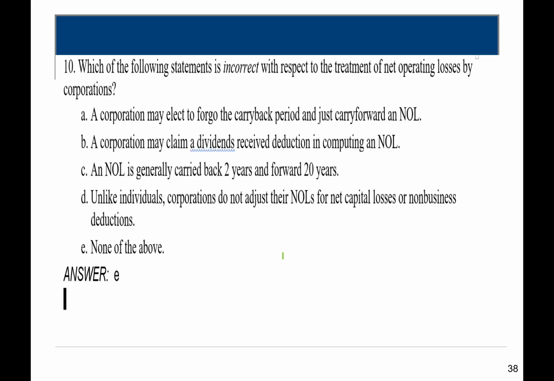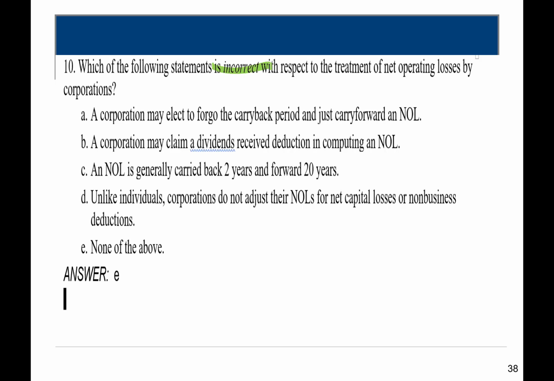which of the following statements is incorrect. Okay, so let's take a look. A corporation may elect to forego the carry back and just carry forward. Now you see why I was making sure I showed that to you, because that answers this question, right? That's true. That's not incorrect. A corporation may claim dividends received deduction in computing an NOL. Yes, they did let us deduct that, right? An NOL is generally carried back 2 years and forward 20. That's the general rule, right?